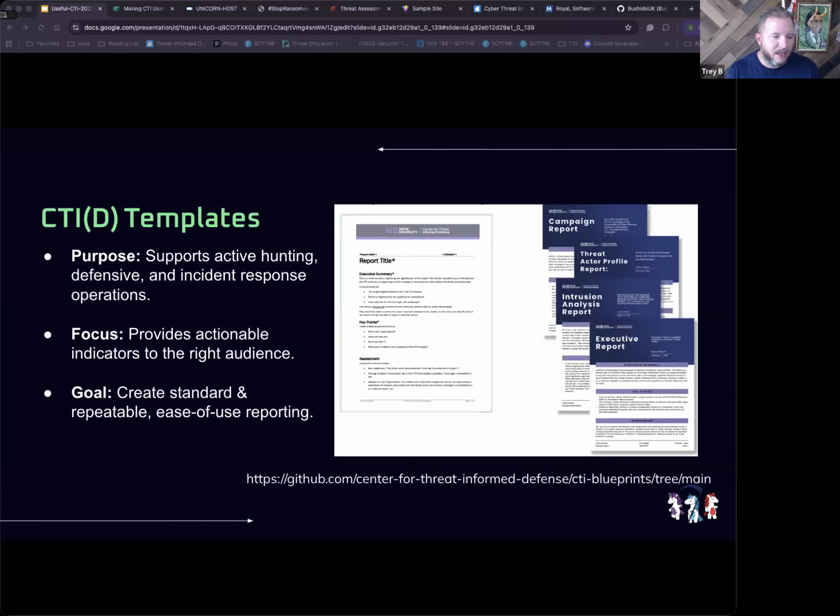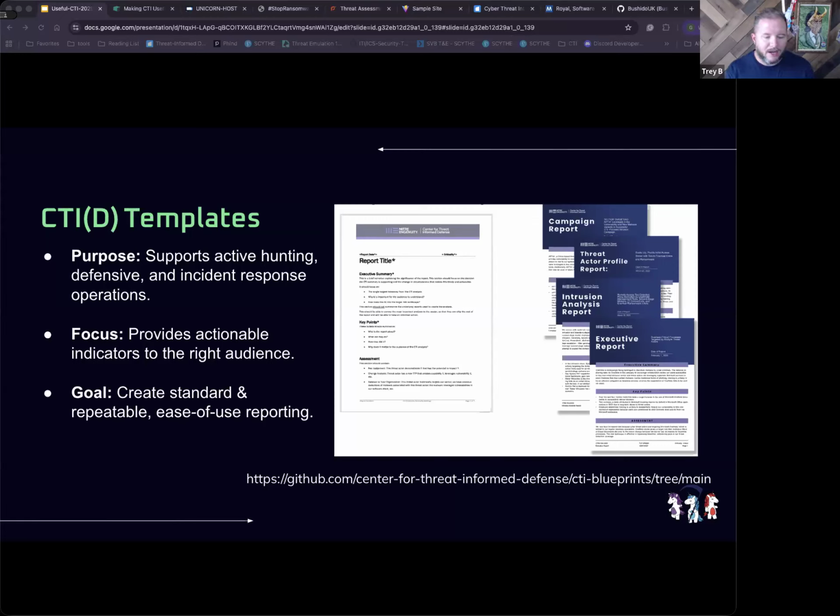So for those of you that need more of those general report templates, CTID, the Center for Threat Informed Defense, another MITRE free thing that's out there for you guys, put out some awesome templates that you can use to get you started. So at a minimum, if you haven't figured it out yet, you're not sure what your reporting format's going to look like, they've taken care of that for you. You can use it as a good starting point and modify from here.